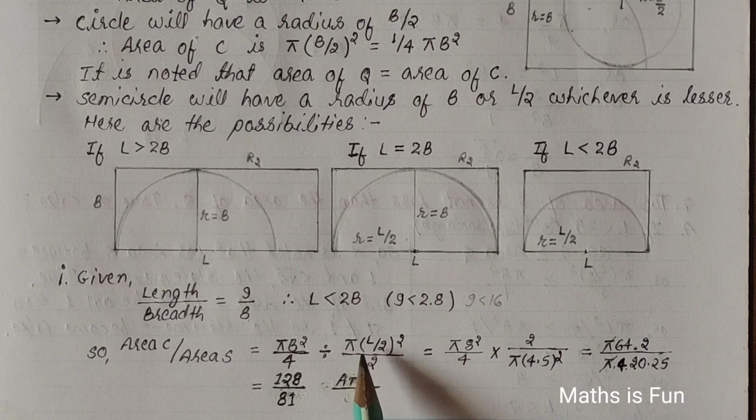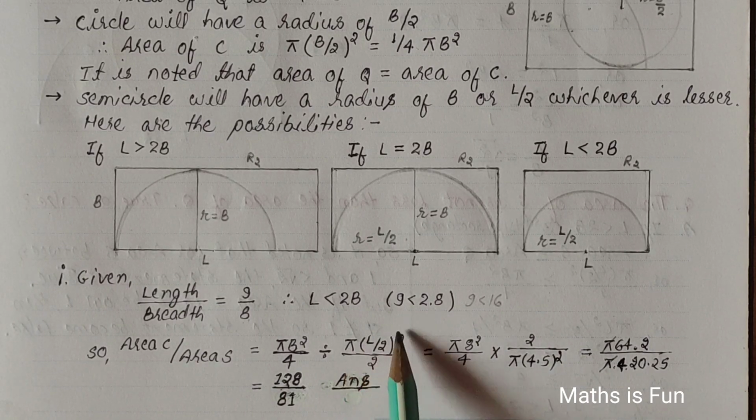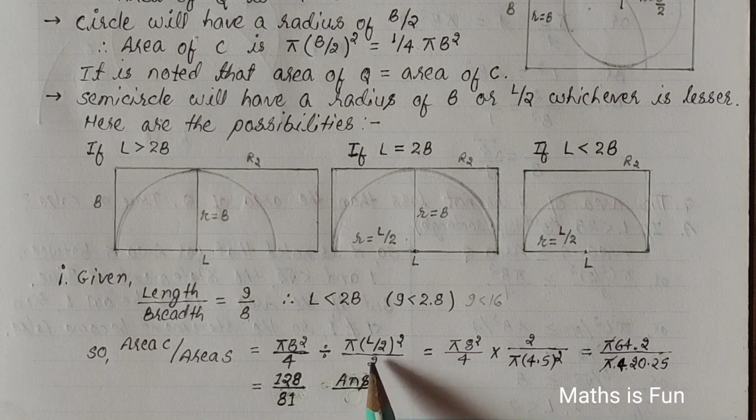So area of S will be pi (L/2) square over 2. We take over 2 because the area of a semicircle is half of the area of a circle. Now if we solve this, then we get 128 by 81, which is our answer.